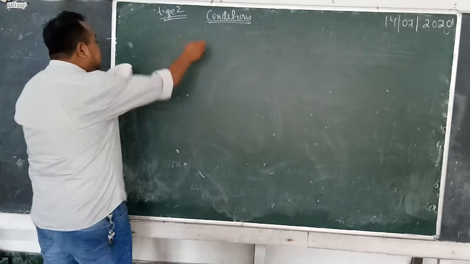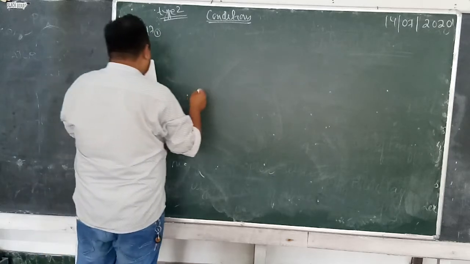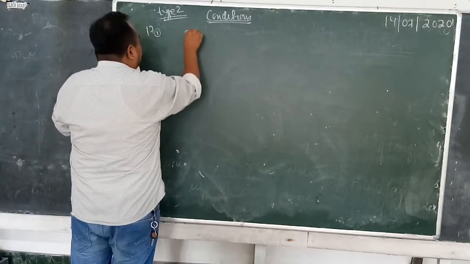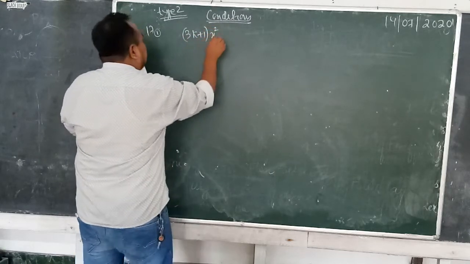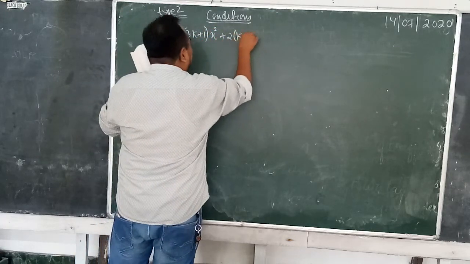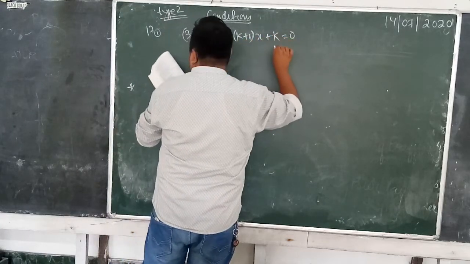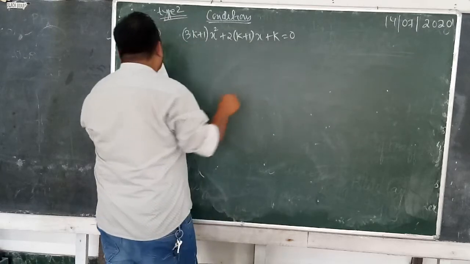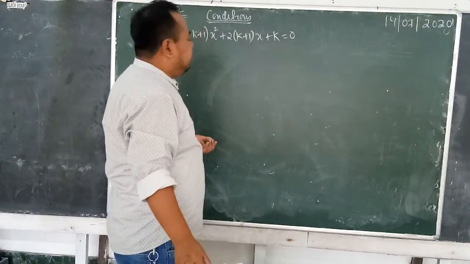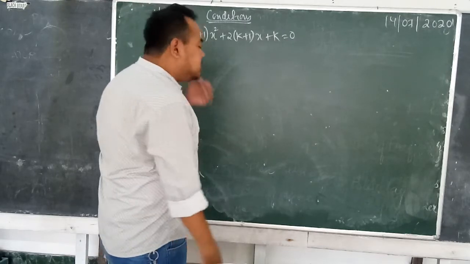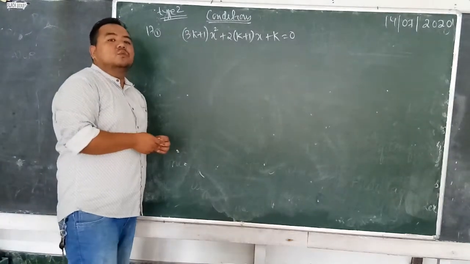This is question number 17, subdivision 1. Find the value of k so that the equation (3k plus 1)x square plus 2(k plus 1)x plus k equal to 0 will have equal root. Sometimes instead of equal root, they will say coincident root. It means the same. So what are you going to do? In class 10, there was a condition for equal root. Do you remember that? The discriminant had to be equal to 0.